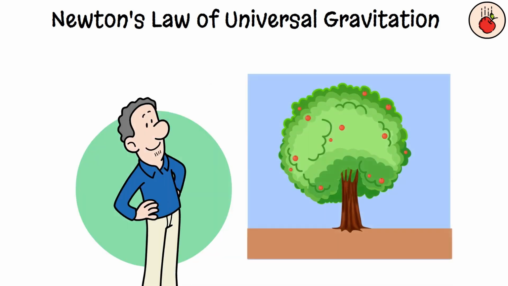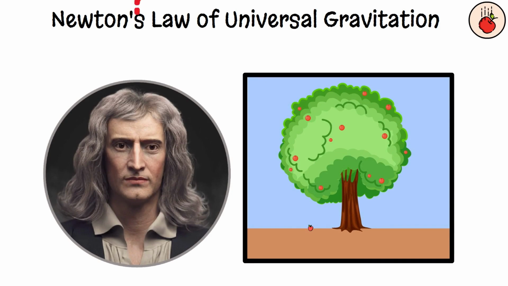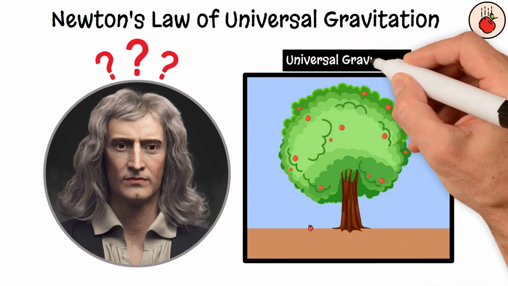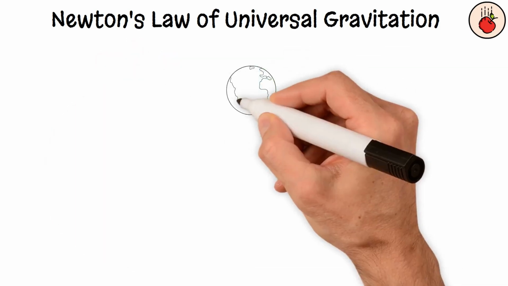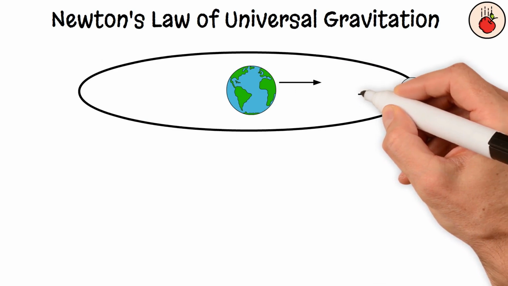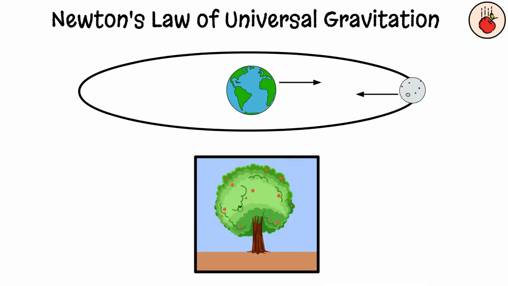Newton's law of universal gravitation. Imagine watching an apple fall from a tree straight down to the ground. This simple observation sparked Isaac Newton's curiosity and led to the development of his law of universal gravitation. The law of universal gravitation explains how objects attract each other due to gravity. This law helps us understand why objects attract each other due to gravity, like how the Earth's gravity keeps the moon circling around it and how gravity pulls an apple towards the ground instead of floating away.